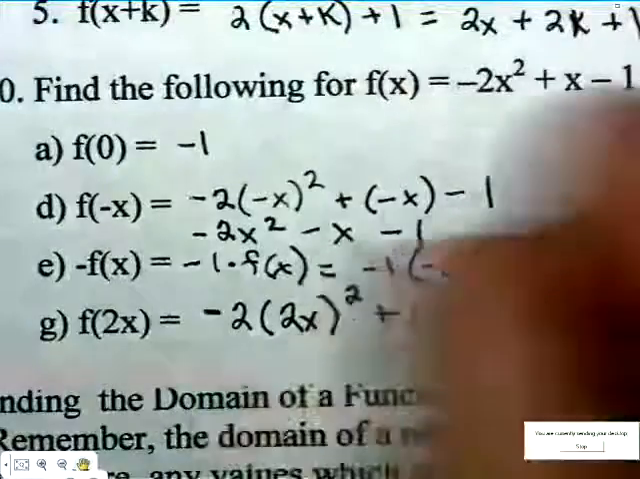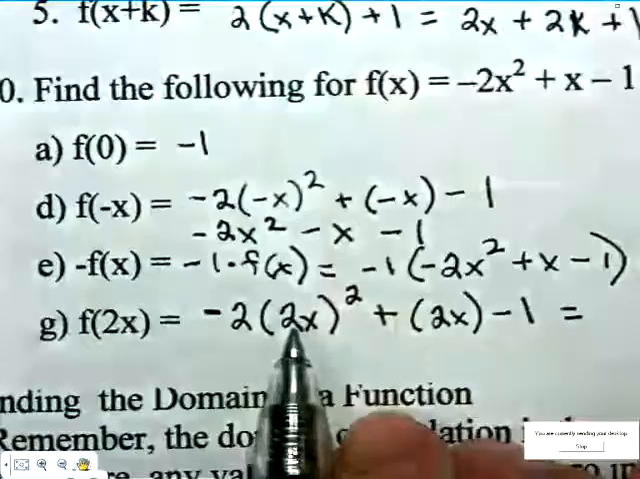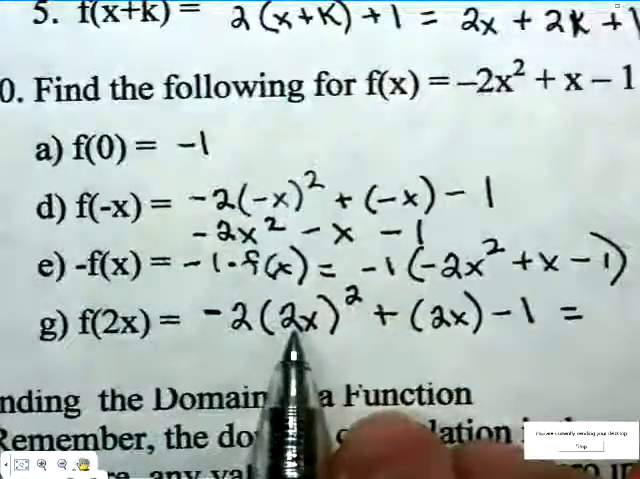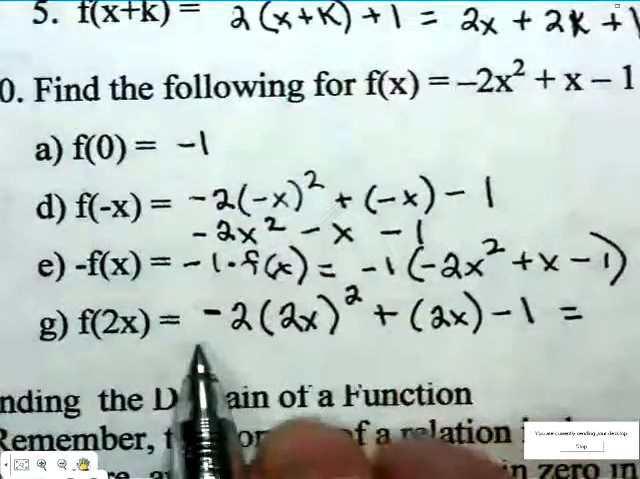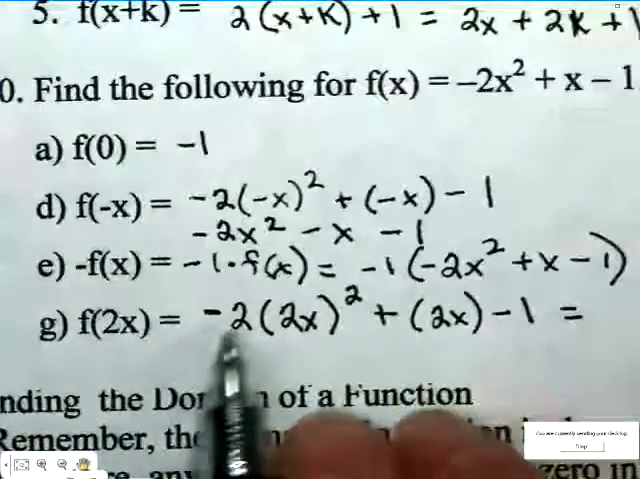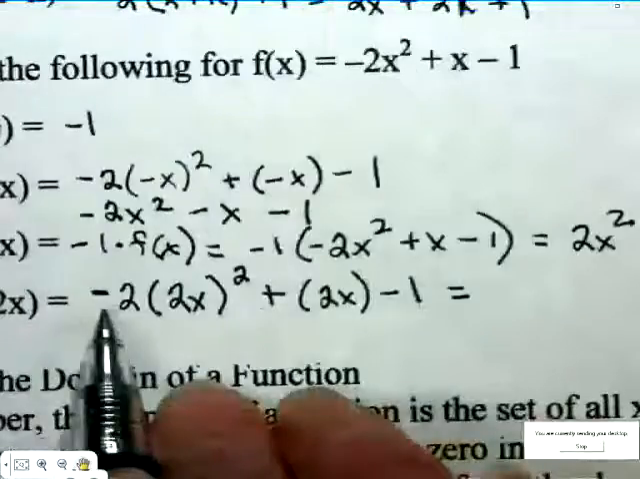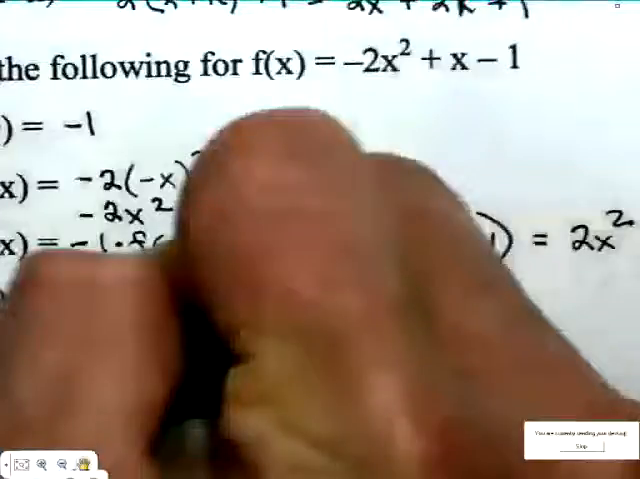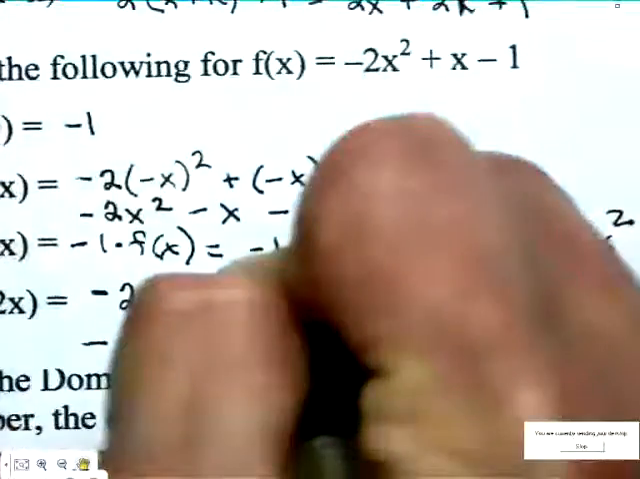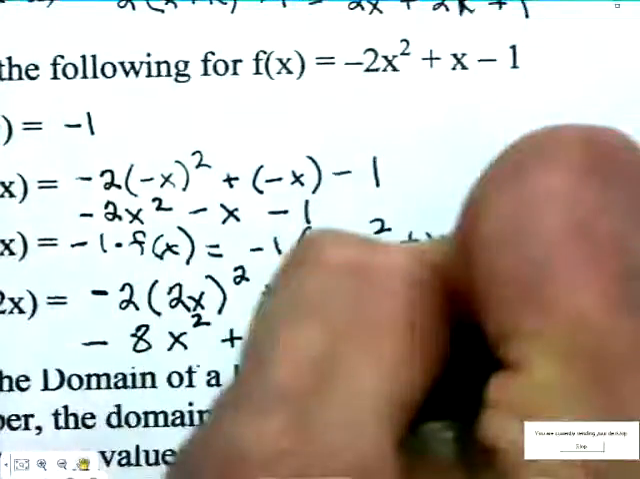Very simply, to finish this, 2x times 2x is what? 4x squared, and 4x squared times negative 2 would be negative 8x squared plus 2x minus 1.